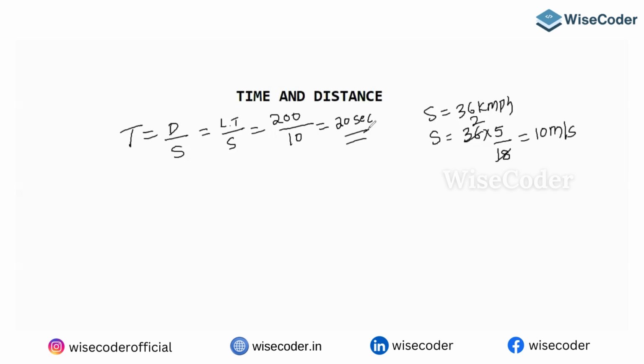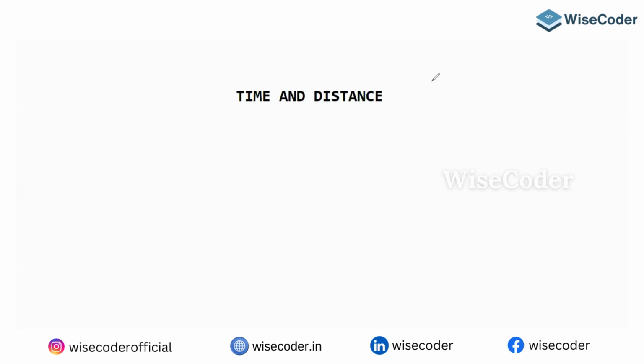Okay, let's go to the next question. Please write down. Find the time taken by a train 100 meters long, traveling at a speed of 63 km per hour, to cross a platform of length 250 meters.